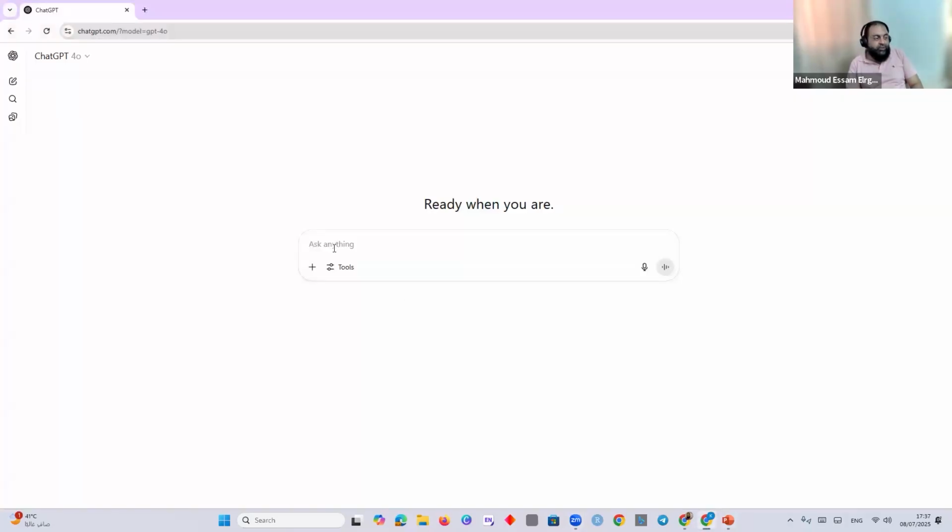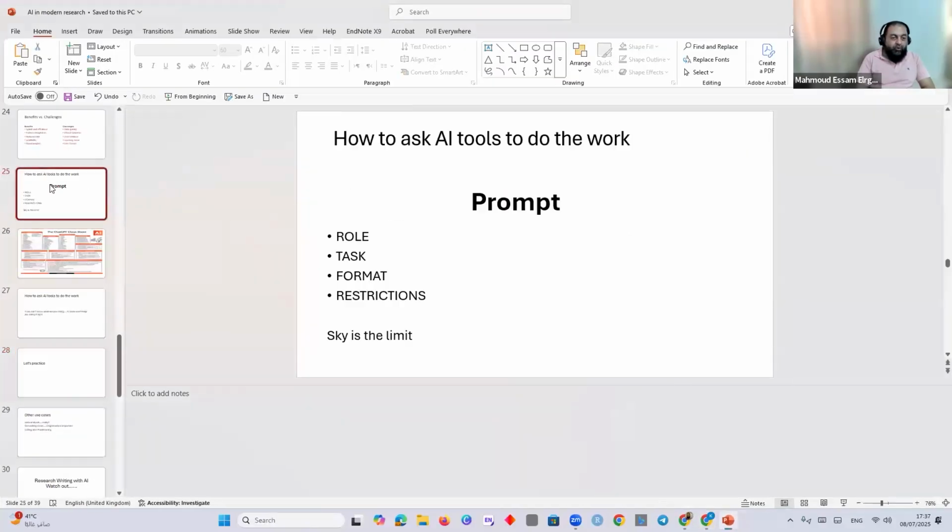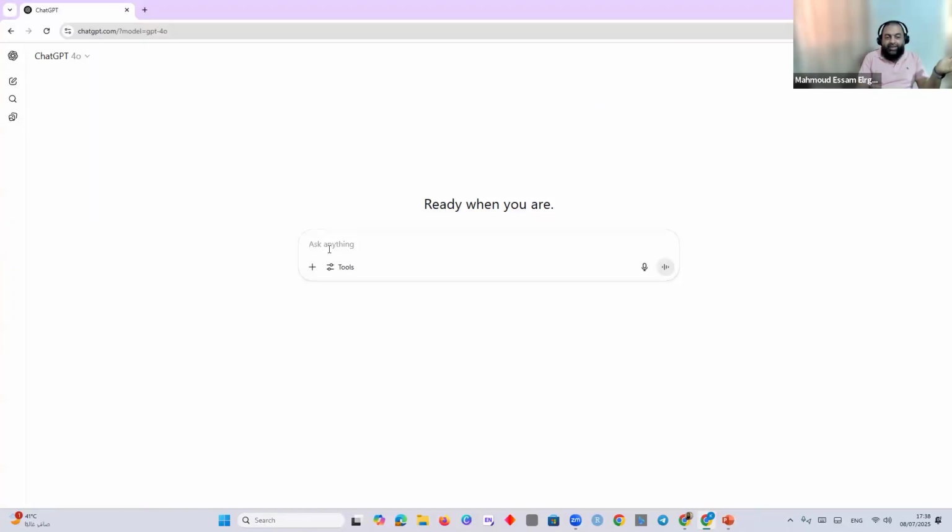Okay, use of AI tools in predicting sepsis. Let's start with ChatGPT. Before I start, I want you to remember the prompt elements that we have covered in ChatGPT. We said role, task, format, and restrictions. Think of those four, and I want everyone in the chat to start typing a prompt that I should ask ChatGPT, and let's see the difference between different prompts.